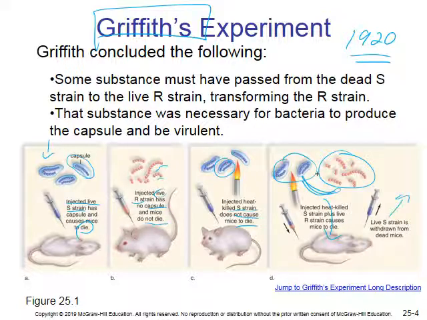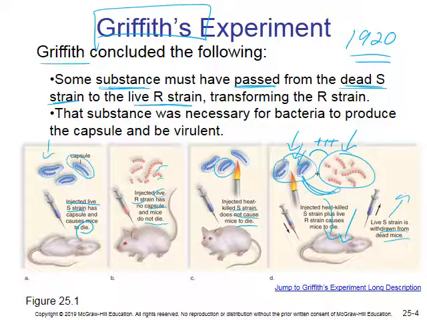And they were able to withdraw live S strain from the mice. So somehow this by itself didn't kill the mouse, and this by itself didn't kill the mouse. But when I added these two together, they were able to reassemble and cause infection and cause the mouse to die. So Griffith concluded that some substance must have passed from the dead S strain to the live R strain, and somehow transformed, somehow changed the R strain.